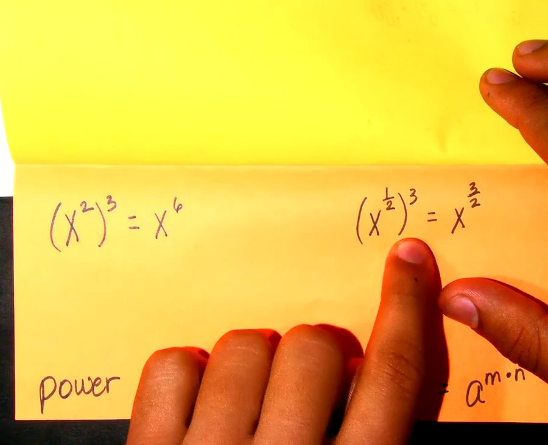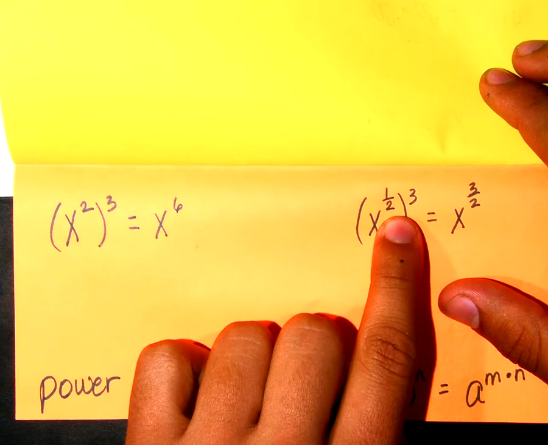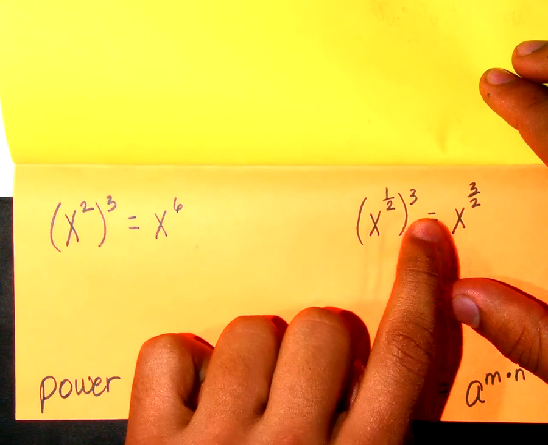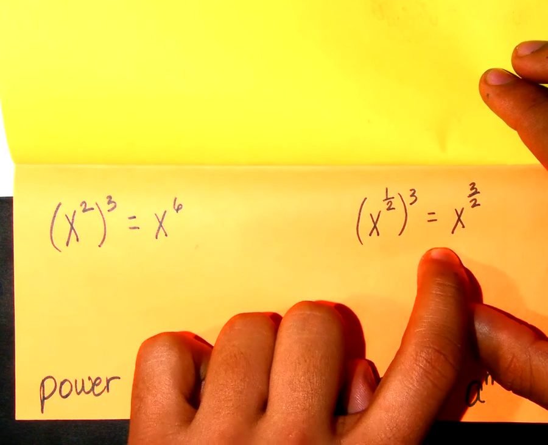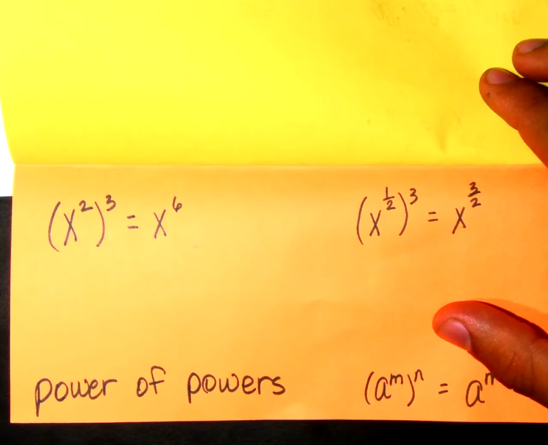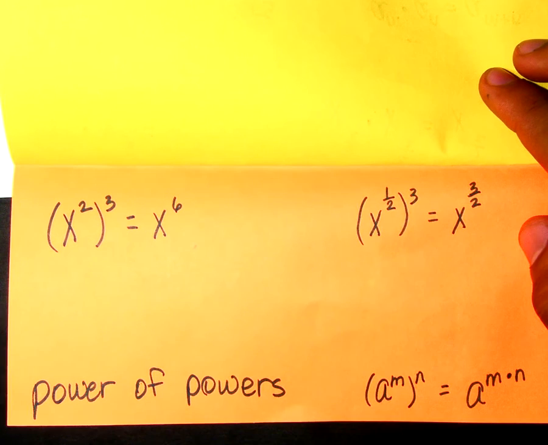Same here with the fraction. X to the 1/2 power to the third power. Multiply those two, we get x to 3 over 2. And that's the power of powers.